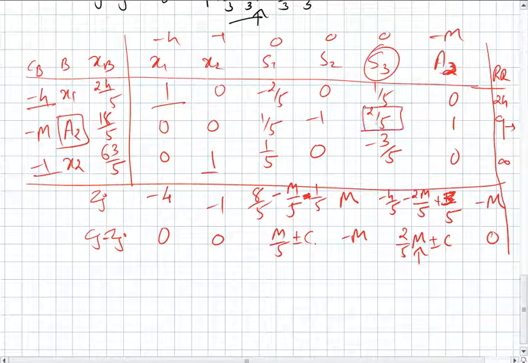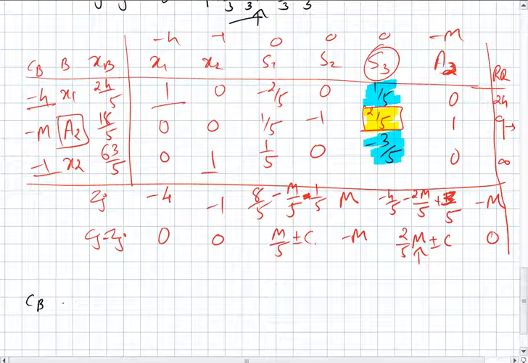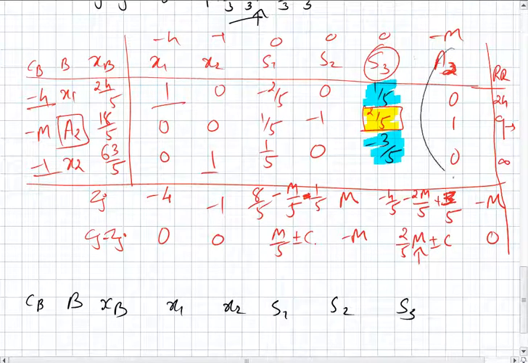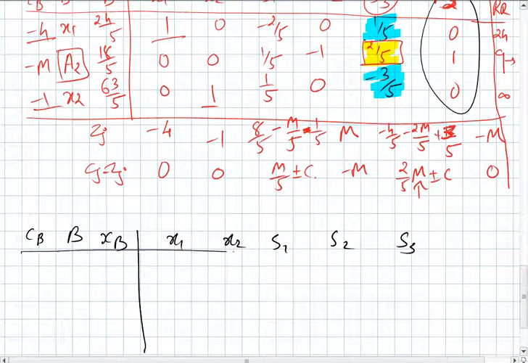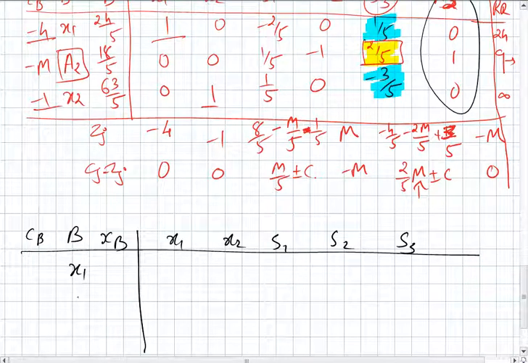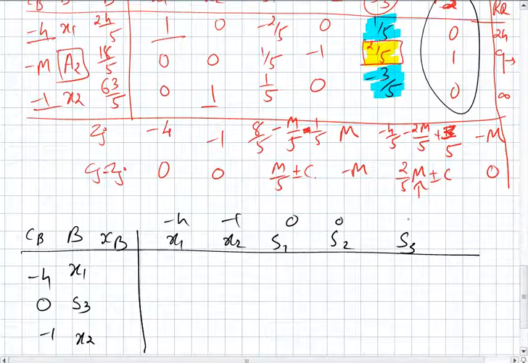So we are having this as a key element, so we have to make that entry 1, and we have to make this and this 0. So for doing that, again we have to evaluate the next table: CB, B, XB, X1, X2, S1, S2 and S3. Now A2 is leaving the basis, so there is no need to calculate the table for A2. So we are having in basis X1, S3 and X2. Coefficients are minus 4, minus 1, 0. Minus 4, minus 1, 0, 0, 0.